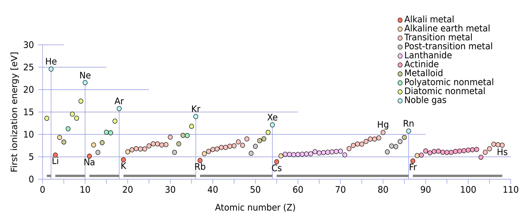The nth ionization energy refers to the amount of energy required to remove an electron from the species with a charge of n−1. For example, the first three ionization energies are defined as follows. First ionization energy: X → X+ + e−. Second ionization energy: X+ → X2+ + e−. Third ionization energy: X2+ → X3+ + e−.